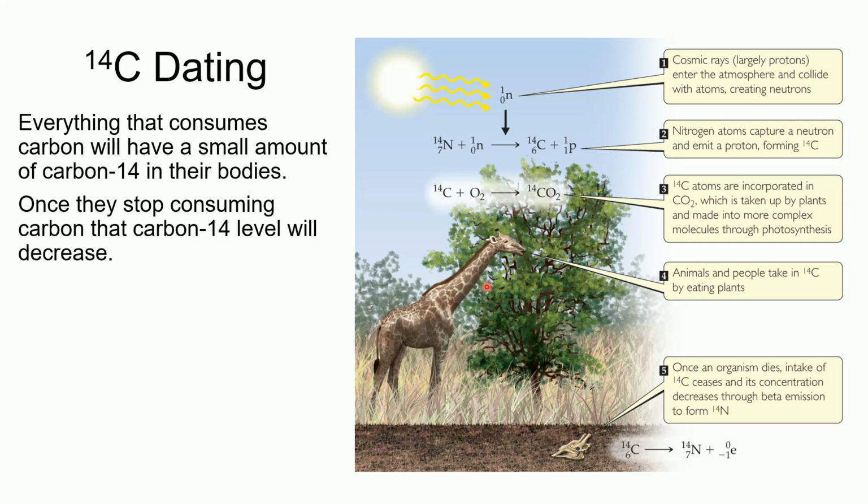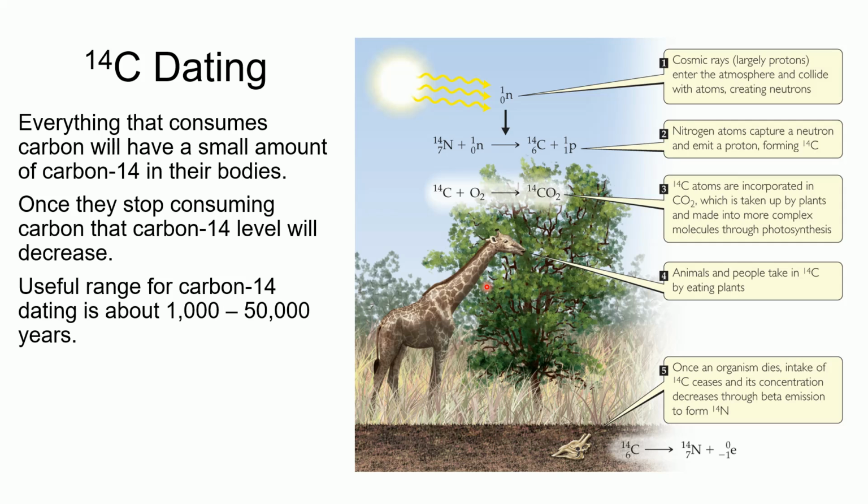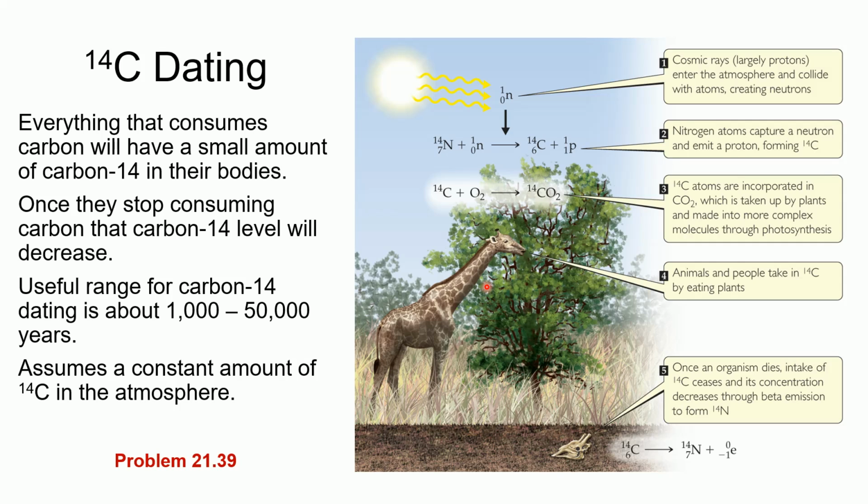Once they stop consuming carbon, which has to be the worst euphemism for dying ever, that carbon-14 level will start to decrease at a rate of half every 5,730 years. I forgot the number at first, but it's 5,730 years. The useful range for carbon-14 dating is somewhere between 1,000 years up to 50,000 years. If you get less than 1,000 years, the changes are so small as to be unmeaningful. And if you get over 50,000 years, the amount of carbon-14 left is so small as to be irrelevant.